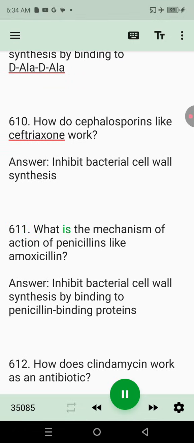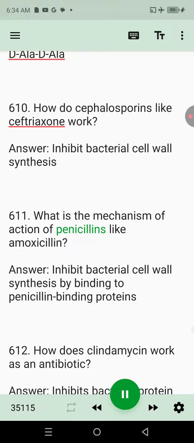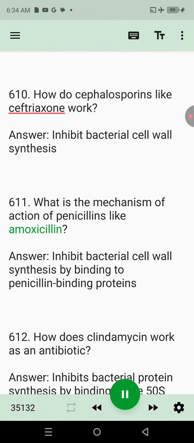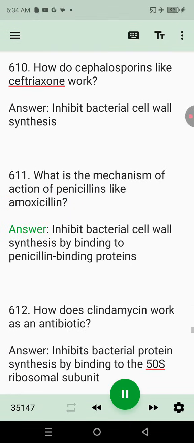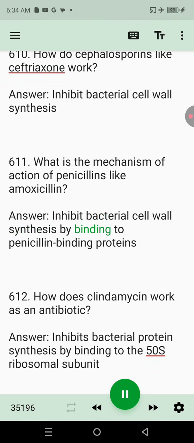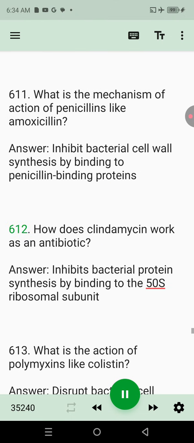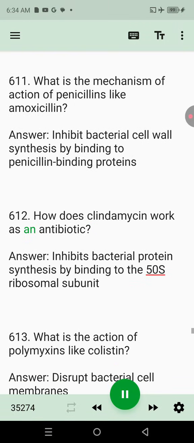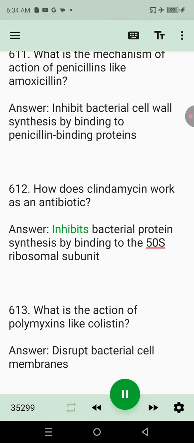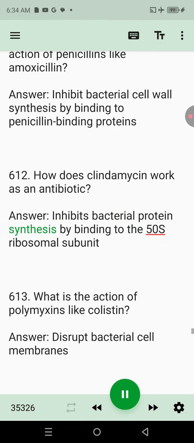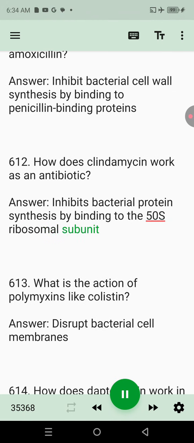611. What is the mechanism of action of penicillins like amoxicillin? Answer. Inhibit bacterial cell wall synthesis by binding to penicillin binding proteins. 612. How does clindamycin work as an antibiotic? Answer. Inhibits bacterial protein synthesis by binding to the 50S ribosomal subunit.